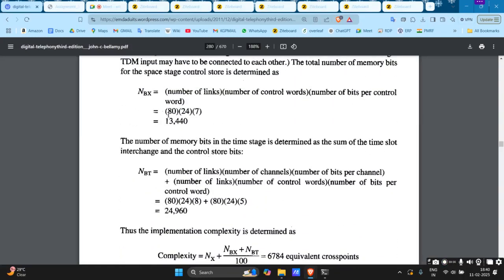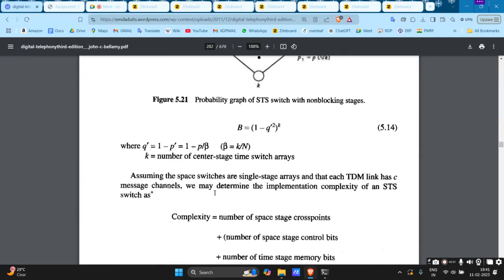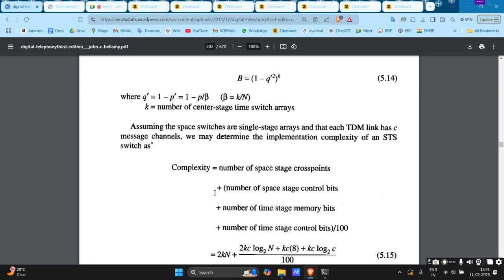So this is the space stage control memory, this is the time stage data memory, time stage control memory, space stage control memory. So we have three parts. Here also we will have three parts: space stage control bits, time stage memory bits, and time stage control bits. And then we will divide these bits by 100 to get the equivalent cross points.